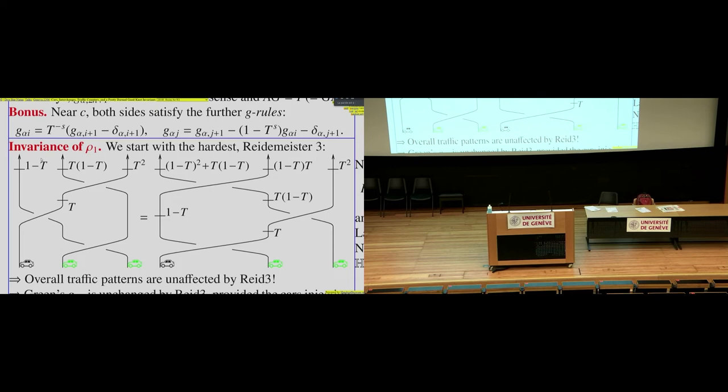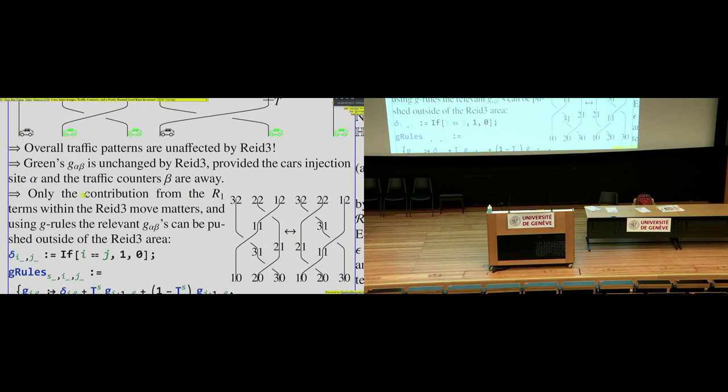Okay? And likewise, you can check, and in fact, this is exactly the same check. So again, you should yawn, because this is exactly the same check that the Burau representation satisfies Reidemeister 3. But anyway, the conclusion is that overall traffic patterns are not changed by doing a Reidemeister 3 move. Namely, if you enter a Reidemeister 3 interchange at the bottom, you'll exit at the top with the same distribution, be it left or right side. And the conclusion is that the Green function is unchanged provided the car injection point and the traffic counters are away from the place of the move.